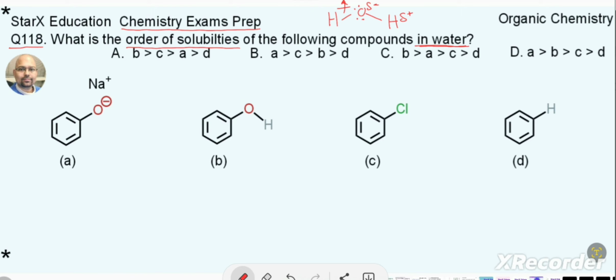So here we need to think about the intermolecular forces in order to answer this question. So let's have a look at what type of solutes or what type of species are given for the solubility. So first one is the sodium phenoxide. This is an ionic species. The second one is phenol. This can hydrogen bond, and hydrogen bond, as in water, is the manifestation of having a very large dipole.